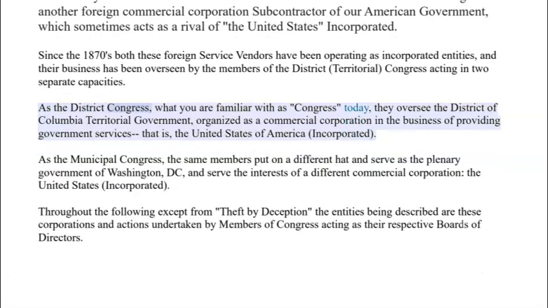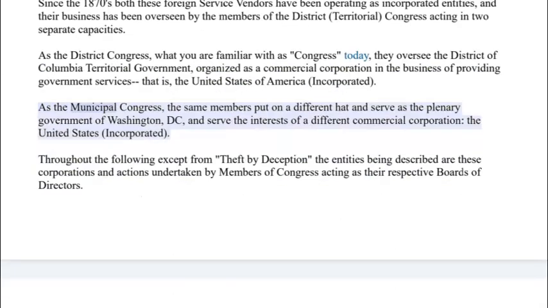As the District Congress, what you are familiar with as Congress today, they oversee the District of Columbia Territorial Government, organized as a commercial corporation in the business of providing government services, that is, the United States of America, Incorporated. As the Municipal Congress, the same members put on a different hat and serve as the plenary government of Washington, D.C., and serve the interests of a different commercial corporation, the United States, Incorporated.